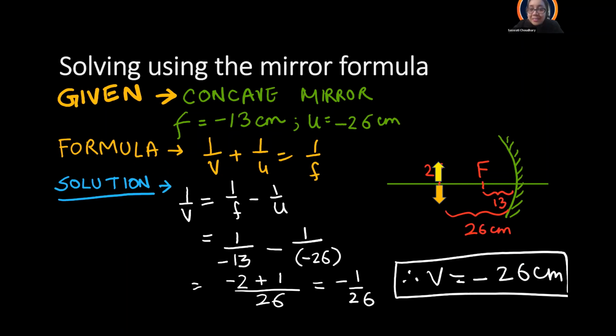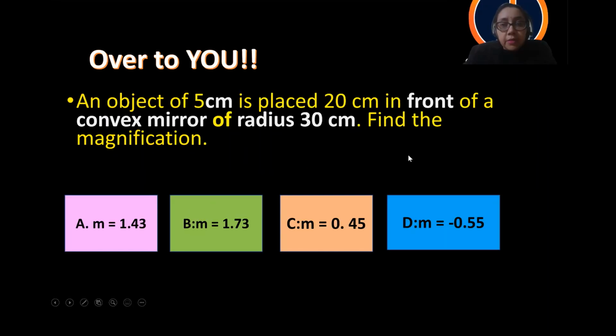It is pointing downward toward the y-axis, right? So V is inverted in nature. The image formed is inverted in nature, and it is exactly at the center of curvature, and it will be same size. Okay.